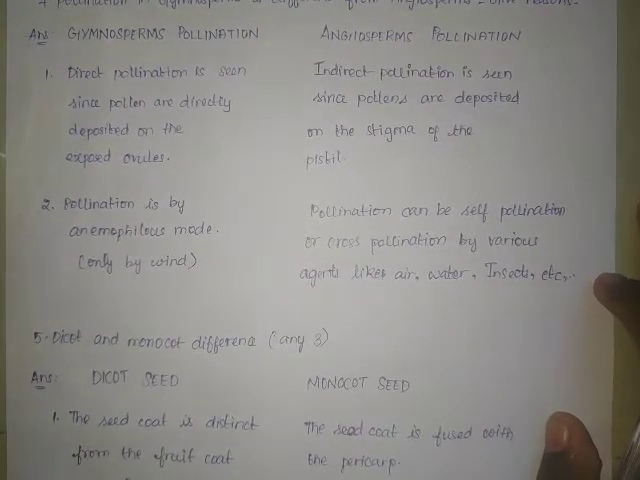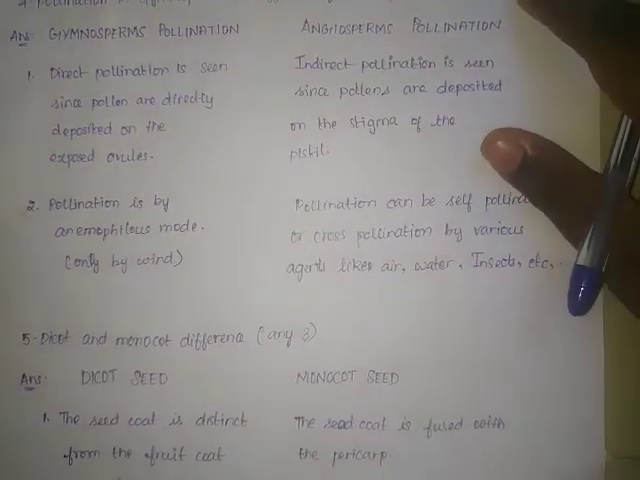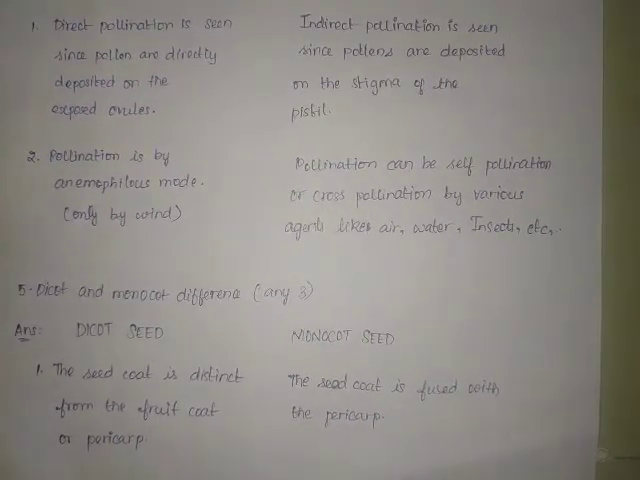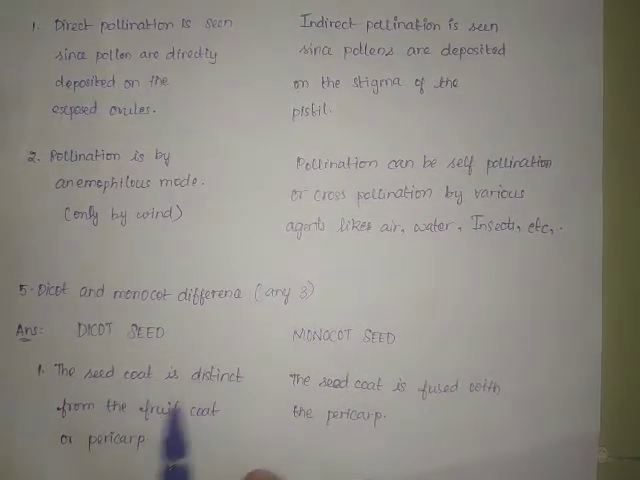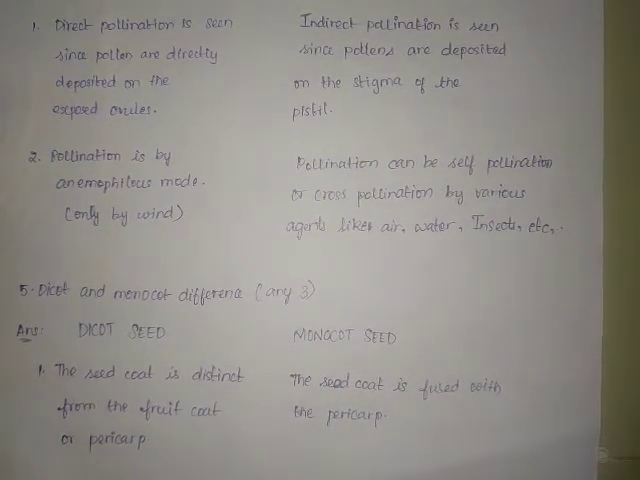Next, for the fifth question, what is the question? It is the last question in part C. Dicot and monocot seed difference. So, dicot seed, monocot seed. This is the differentiation. Any three they have asked. So, in dicot seed, the seed coat is distant from the fruit coat or pericarp. Next, in monocot seed, the seed coat is fused with the pericarp. This is the first point.